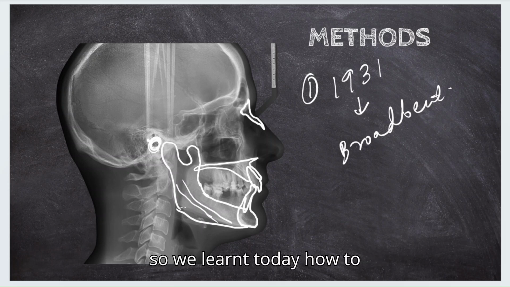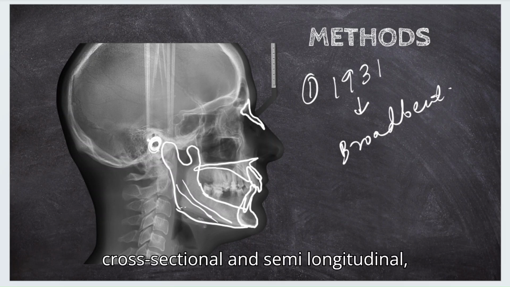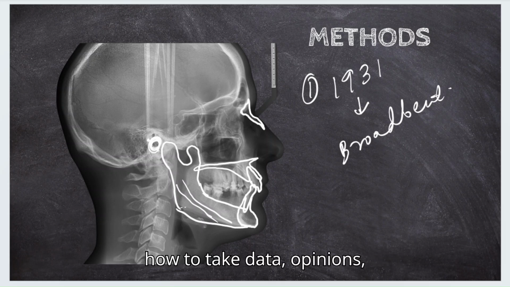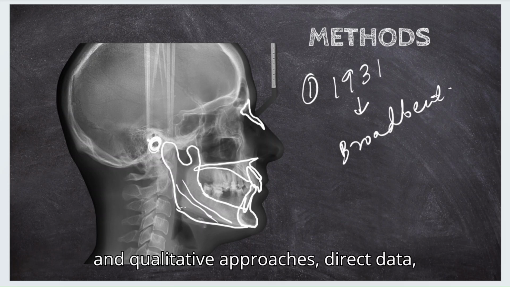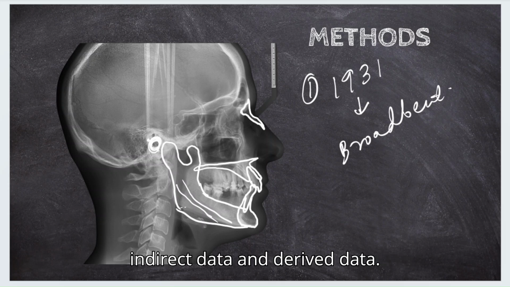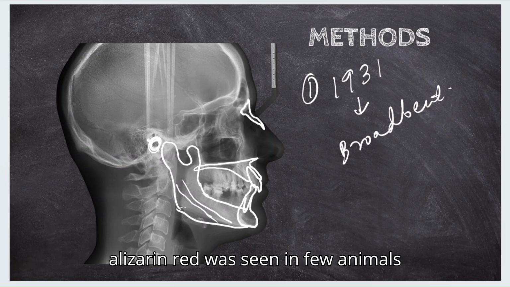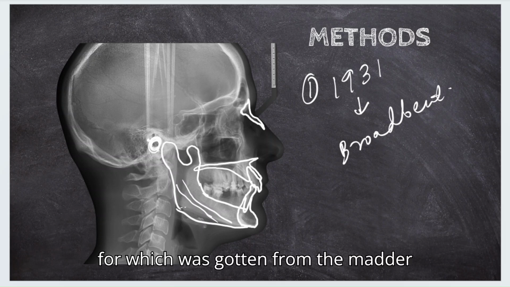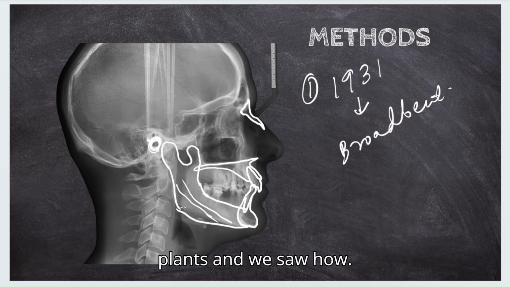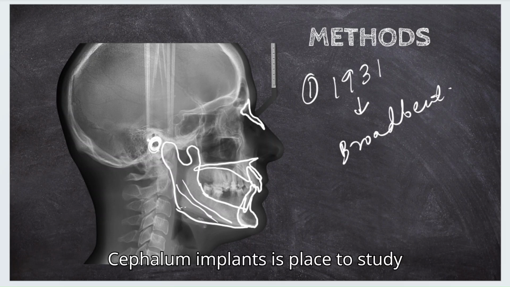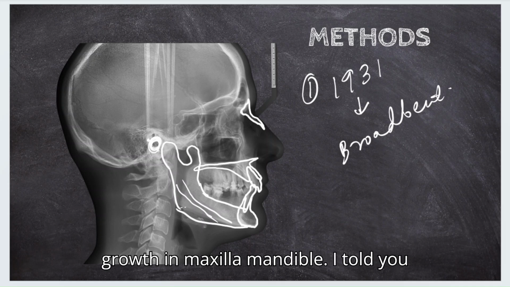Okay, so we learned today how to do the study: longitudinal, cross sectional and semi longitudinal; how to take data: opinions, observation, ratings, rankings, and qualitative approaches; direct data, indirect data, and derived data. Later we saw how to study them, biometric test, vital staining, where we saw how alizarin red, which was gotten from the madder plants, was seen in a few animals, and we saw how implants are placed to study growth in the maxilla and mandible.